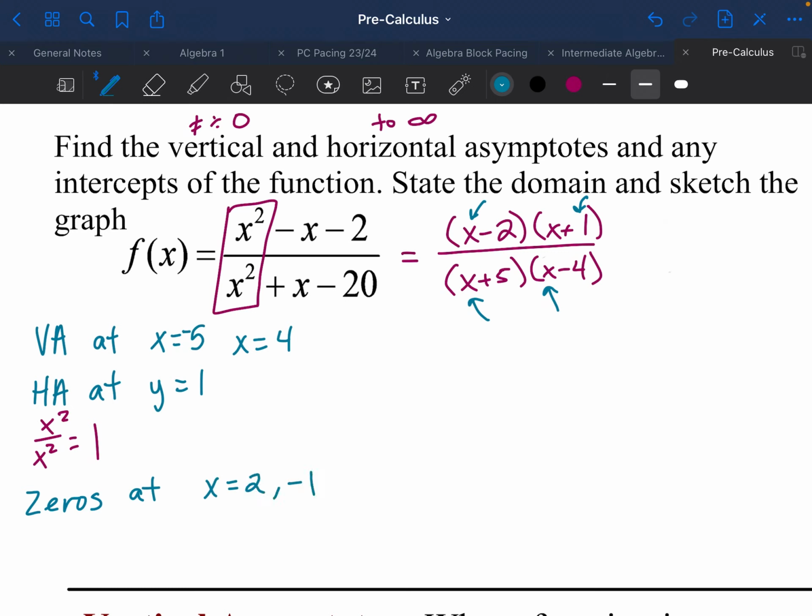Why? Notice I'm jumping back and forth between the factored version and the not factored version because each piece is important. So the factored version helps us find vertical asymptotes and zeros. The not factored version is going to help us find the end behavior and the y-intercepts. So y-intercepts happen when we plug in 0 for x. So we're left with negative 2 over negative 20. So our y-intercept is at 1/10.